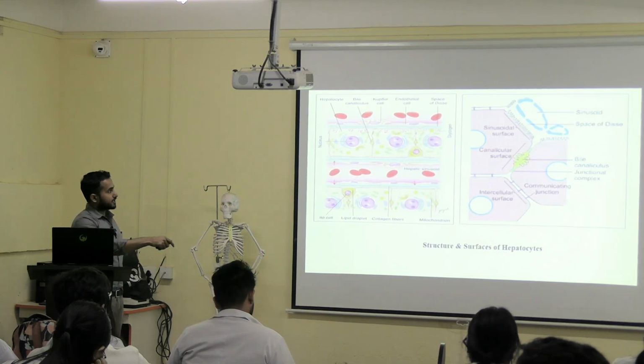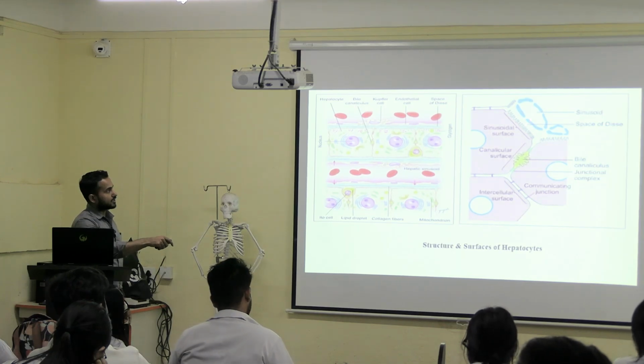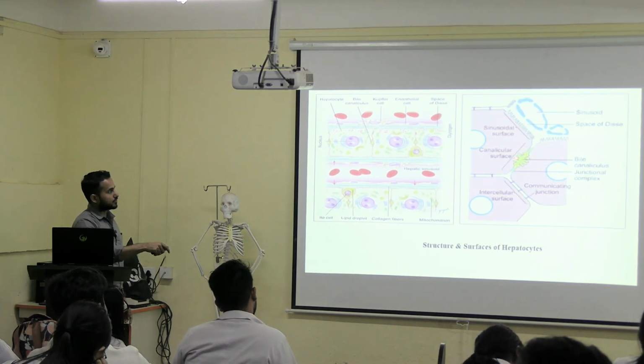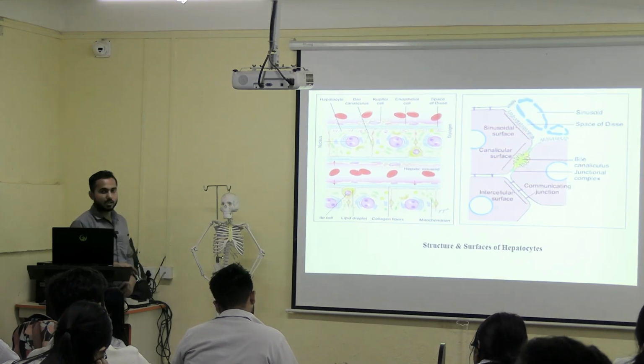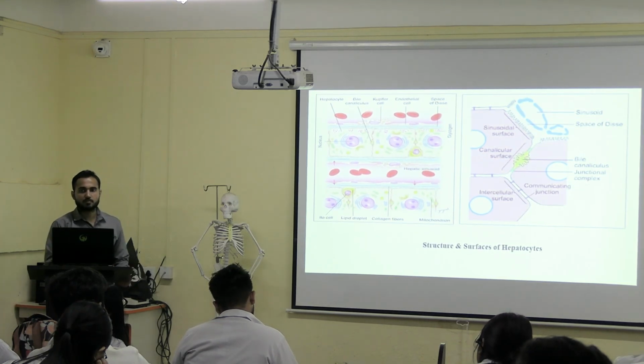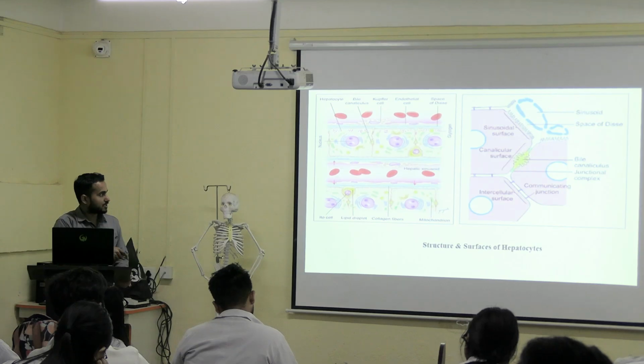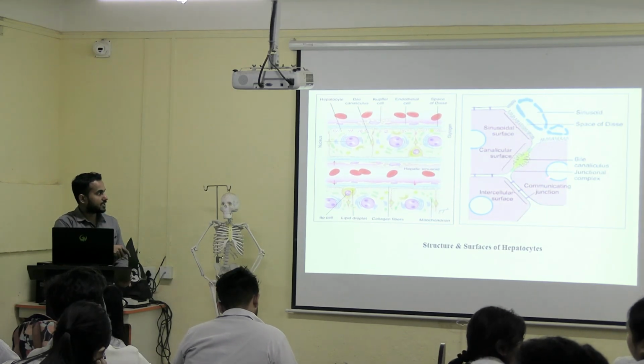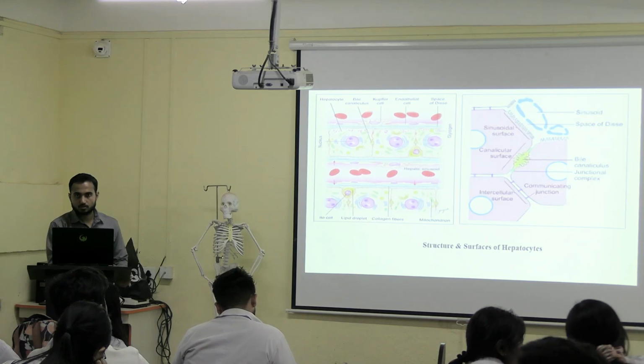So here you can see three surfaces. This is the sinusoidal surface where microvilli are present. Next, this is the canalicular surface where it is forming the bile canaliculus, diameter 0.5 micrometer, where junctions are present. And this is the intercellular surface which is facing the adjacent hepatocyte.